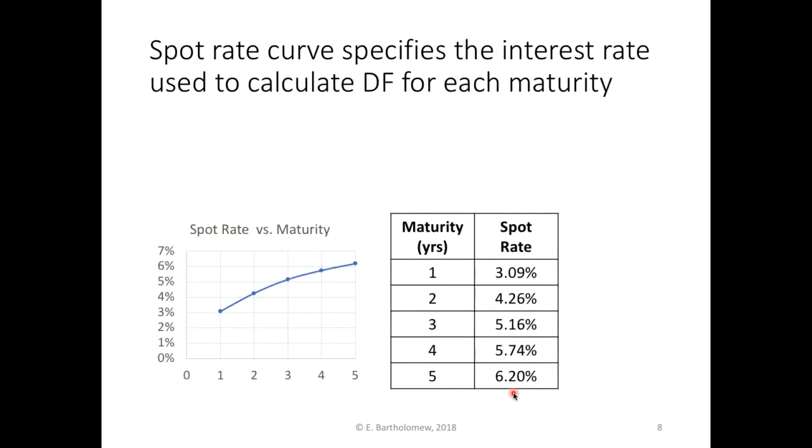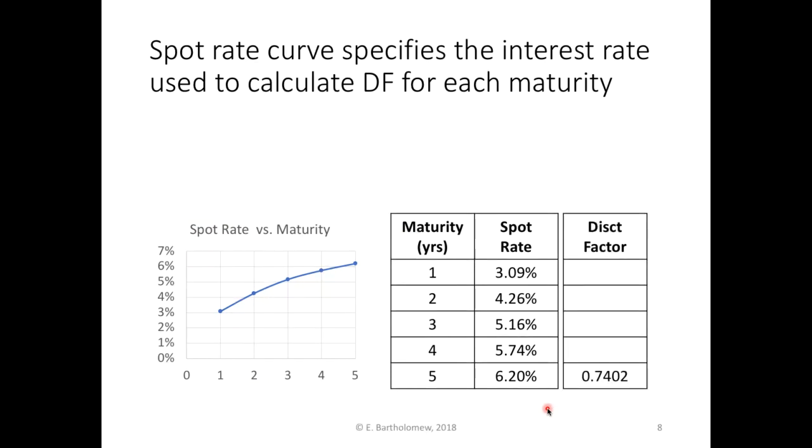So in general, the spot rates will be different for different maturities. And this defines what is called the spot rate curve, or sometimes the spot curve. In this table, you'll see the spot rates that we've assumed for years 1 through 5. Using these spot rates, we can come up with a discount factor. We already did the first one for year 5, where we assumed 6.20%, and we got 0.7402.